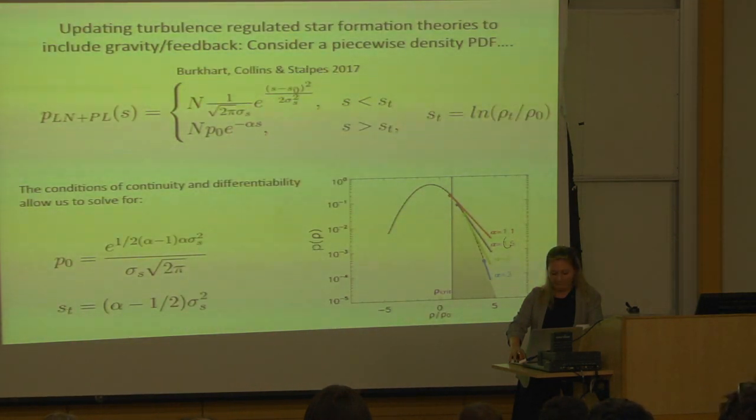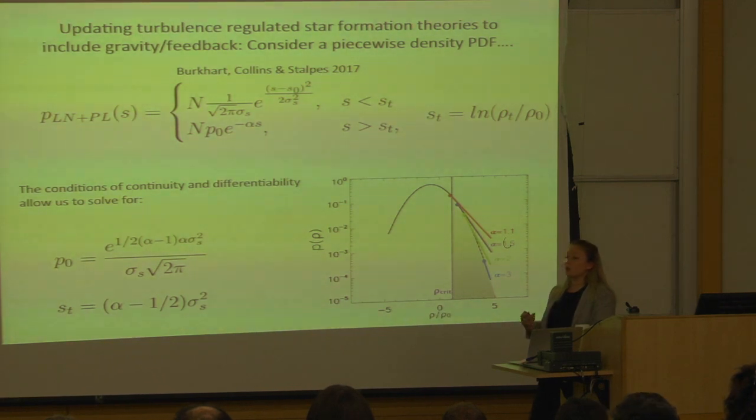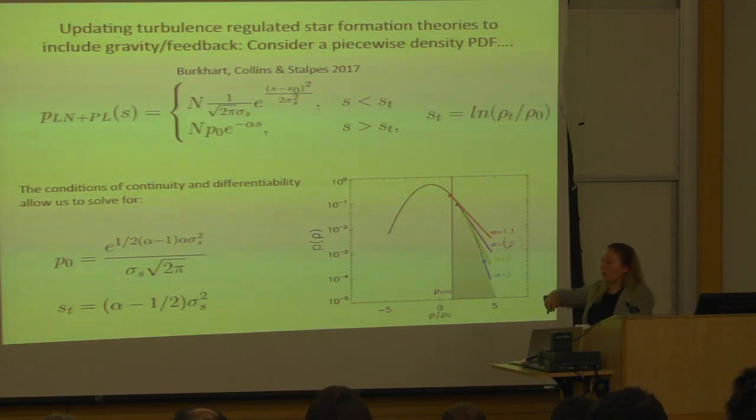And in the final part of the talk, I'll talk about an update to this, which, again, in a very simple picture, we say, OK, we now know that turbulence sets this log normal, and we have gravity, which pulls things into a power law. So now we can update these star formation models to include both a log normal and a power law. We can do this as a piecewise function. And if we assume that this distribution is continuous and differentiable, so we don't have any kinks in our function, then you can easily solve for the amplitude at which these two functions join, as well as the density at which they join.